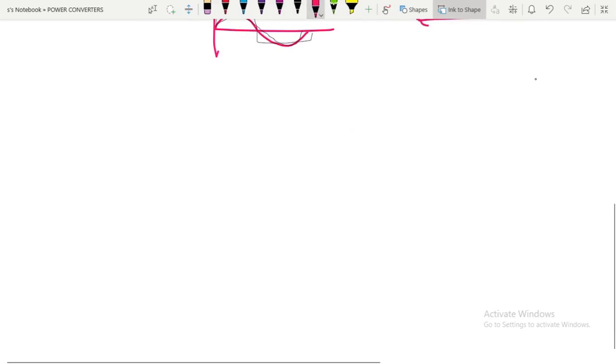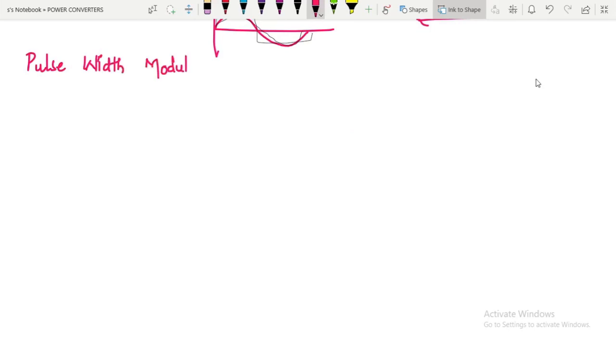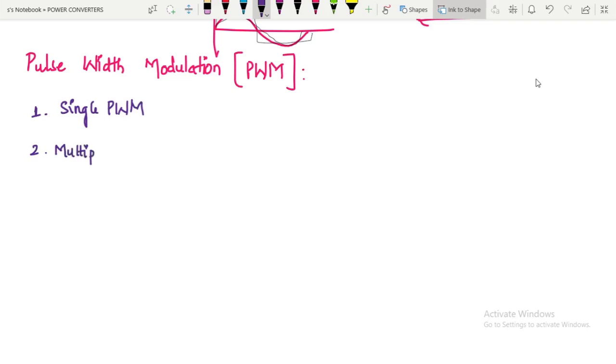Pulse width modulation. The short form for this one is PWM. Generally there are many techniques. A few of them are single pulse width modulation, single PWM. The second one is multiple pulse width modulation. And the famous one we are going to talk about is sinusoidal pulse width modulation.